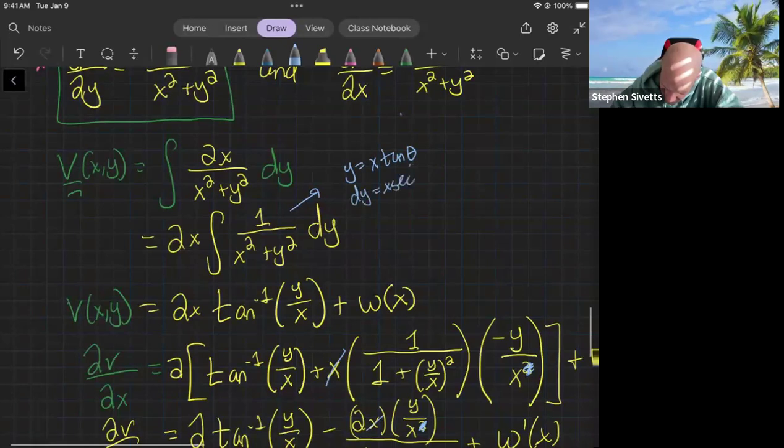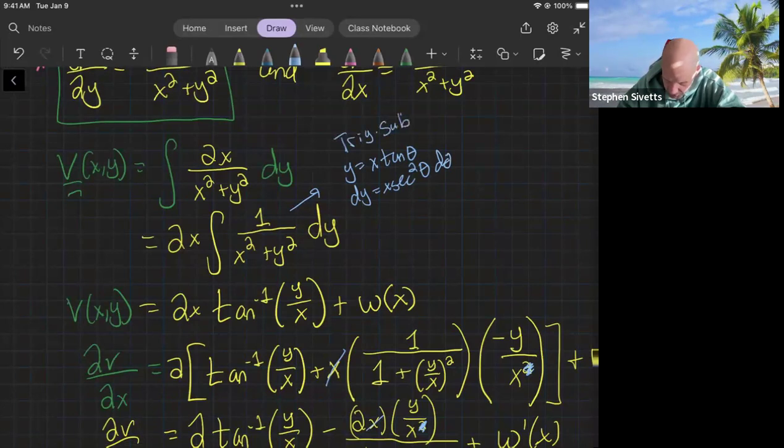So if I do a u sub, or I should say a trig sub, back in Calc 2, right? We can replace this integral in terms of theta. So this will be this substitution.